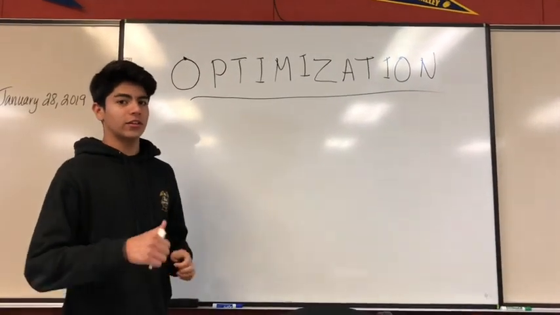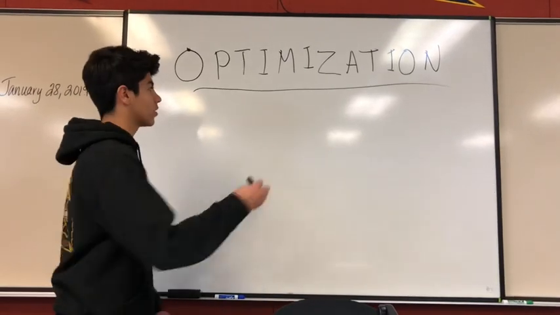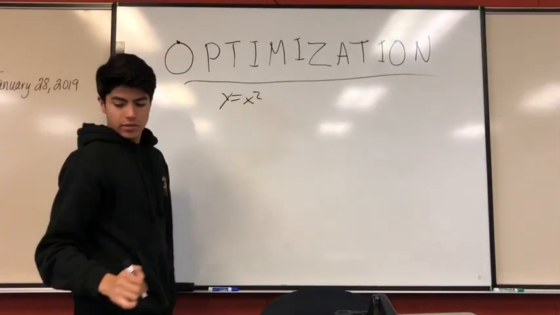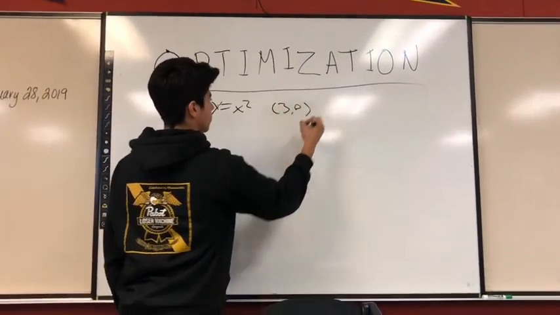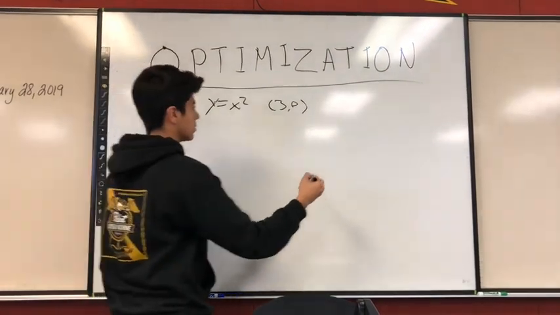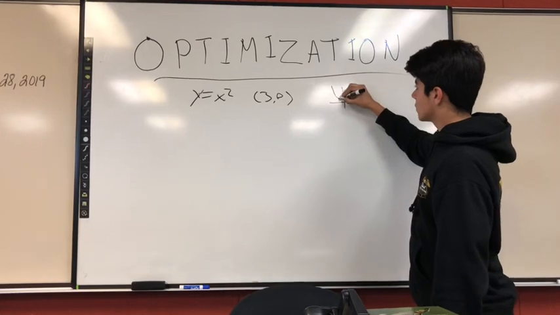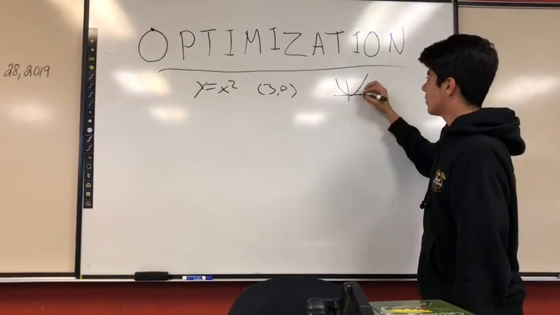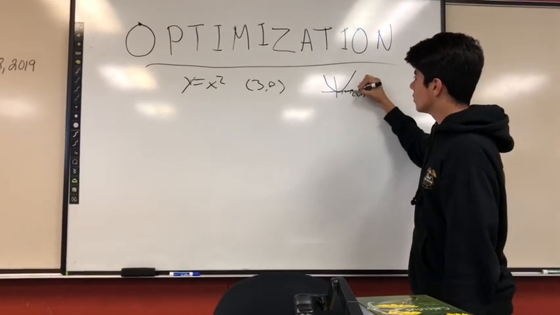So for this third and final optimization example, we are going to be trying to find the point on the curve y equals x squared that is closest to the point 3, 0. Just for graphical representation, y equals x squared is going to look a little something like this. That's a horrible parabola, but whatever. And I'm going to put 1, 2, 3. I'm going to make this point 3, 0 here.